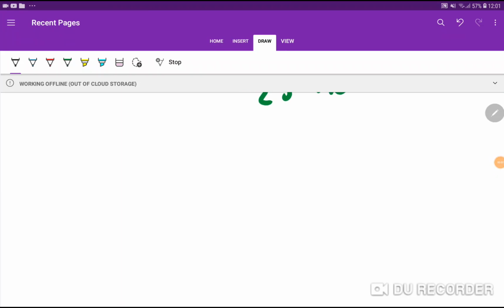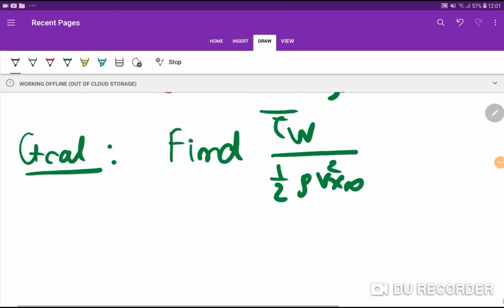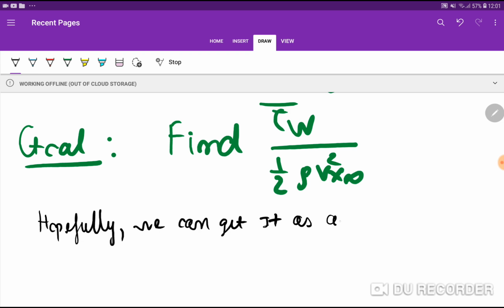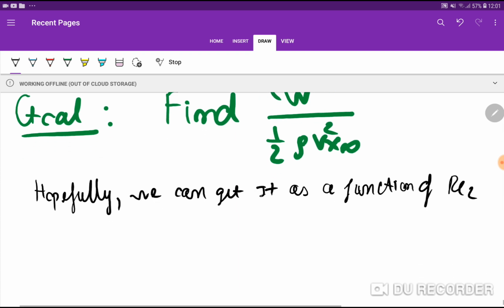Hi everyone, welcome back. So let's now go ahead and find this term, okay? And hopefully we can get it as a function of Reynolds number, okay, with respect to L. Okay, so let's go ahead and do it step by step.